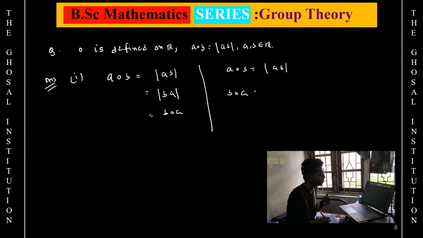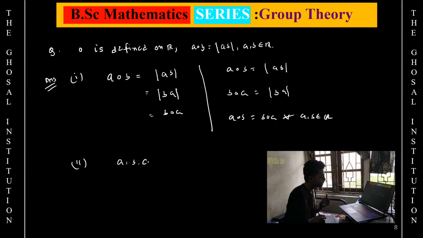Now calculate B compose A. When A is in first place, it is mod of AB. When B is in first place, it will be mod of BA. Now you tell me, is there any difference between mod of AB and mod of BA? No. So obviously A compose B equals B compose A for all A, B in R. So yes, it is commutative. So the second one is associativity.